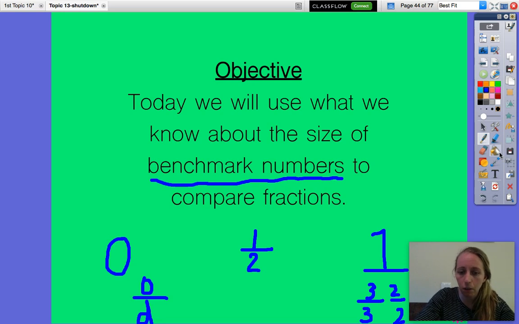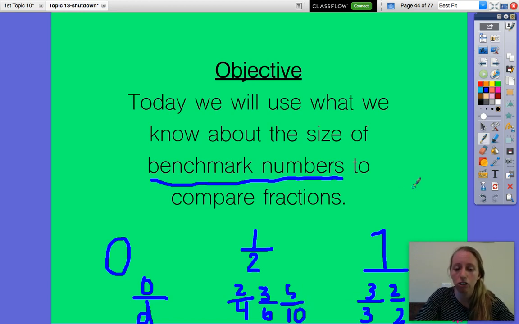When we talk about 1/2, any fraction that's equivalent to 1/2 would be 2/4, right? Because 2 is half of 4. 3/6, 5/10. Those are all 1/2. So today we're going to compare fractions to 0, 1/2, and 1.